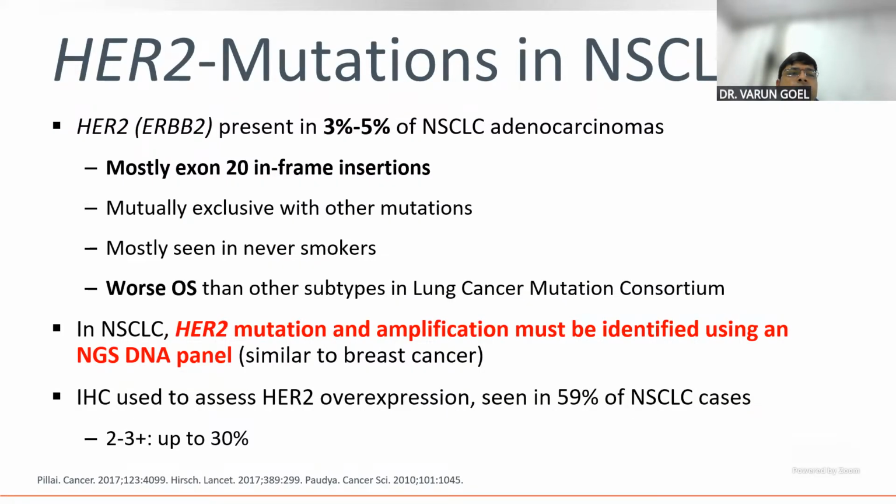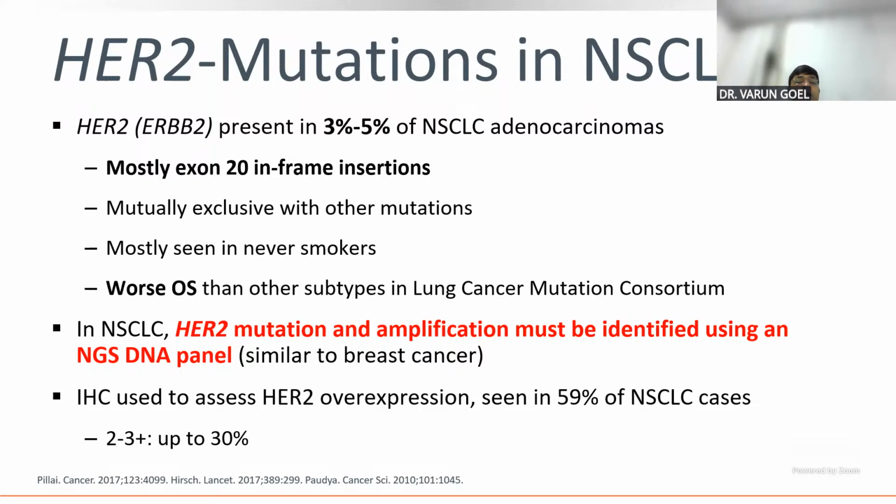Coming to the next, it is also a very important mutation, that is HER2 mutation in NSCLC. HER2 is present in 3 to 5% of NSCLC adenocarcinoma, mostly exon 20 in-frame insertion. It is also mutually exclusive with other mutations and mostly seen in never smokers. If present, it is associated with worse overall survival.